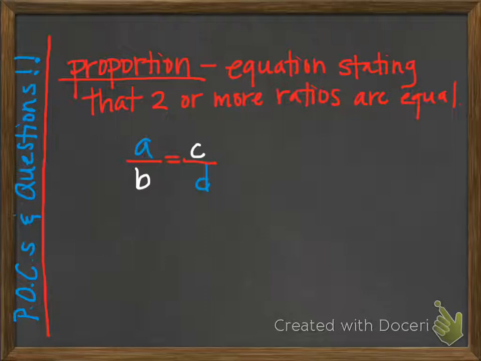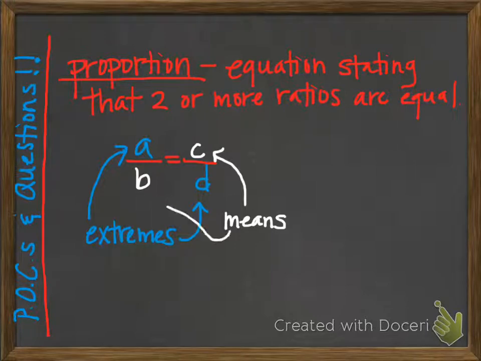Now, one thing that you may not have known before is that these parts have special names. So the 2 blue letters, A and D, these are called your extremes. And B and C get the name that they are the means. So you've got means and extremes. Okay. Now, the position of these is very important.